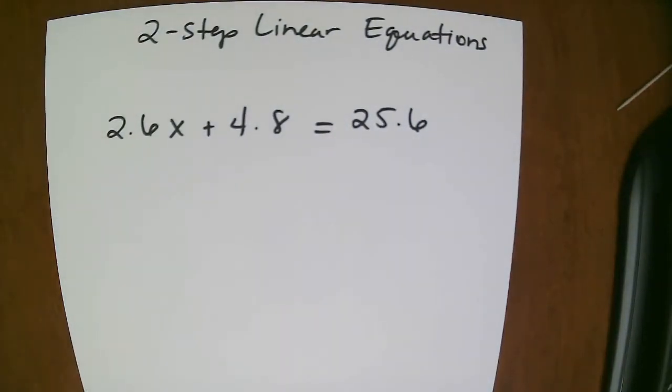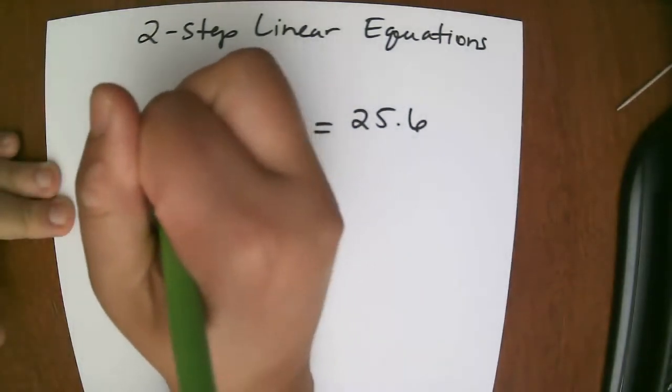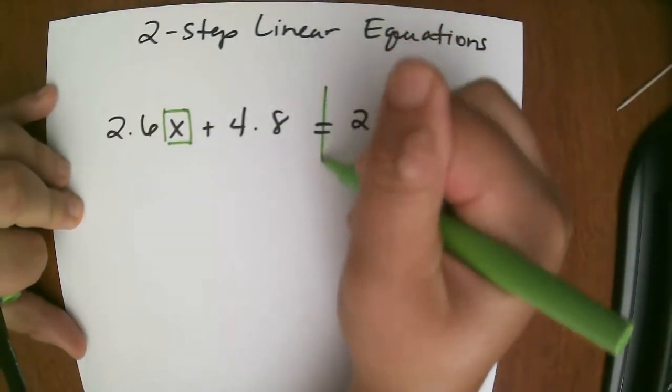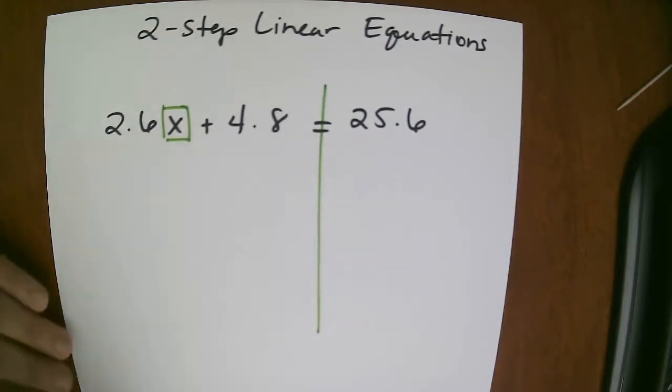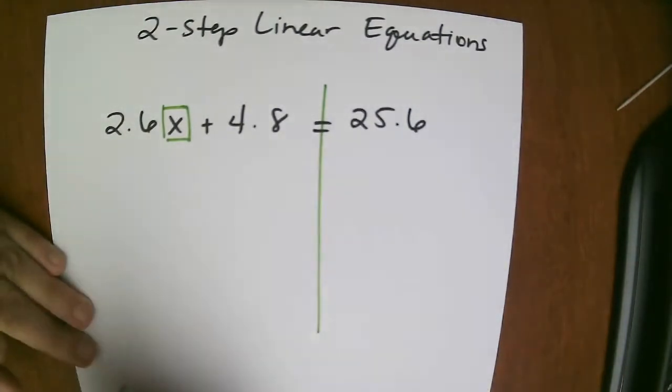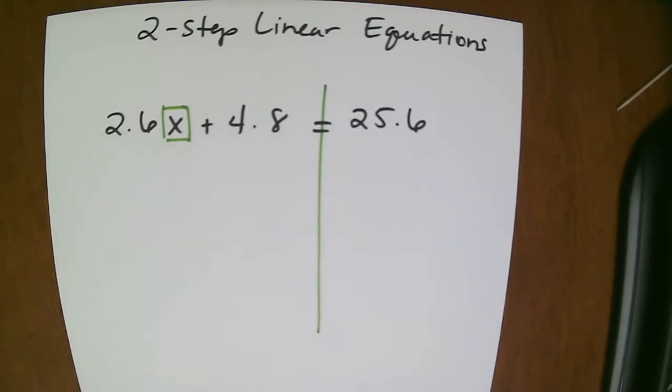So our first goal, when we're dealing with equations, is always to isolate the variable. So we're going to box the variable and we're going to draw a wall, just like we did previously. And we need to start moving our numbers over so that our x can become isolated, because that's the ultimate goal of x, to be by itself.